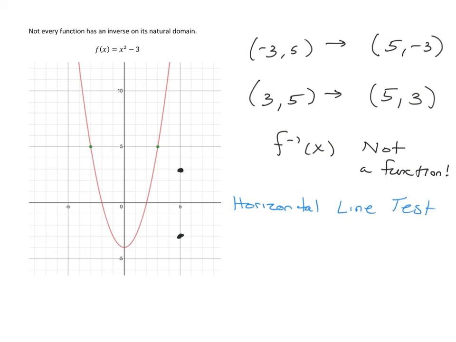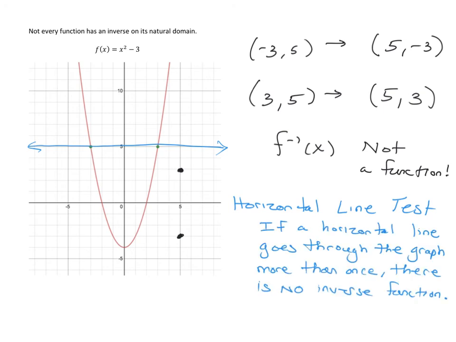If you can find one horizontal line, so I chose this one here, and that one horizontal line goes through the graph more than once, it means there is no inverse function. So I stated this here. I chose this one, but really, once you find one, and it can be anywhere, it's no good. Now, here's a horizontal line that doesn't go through the graph at all, but that doesn't matter. If you can find just one, that's enough to say there is no inverse function.